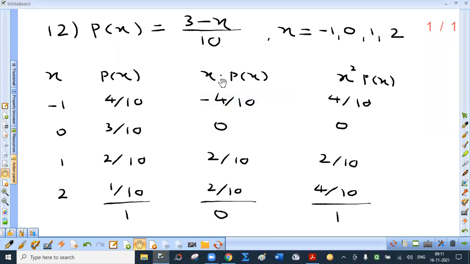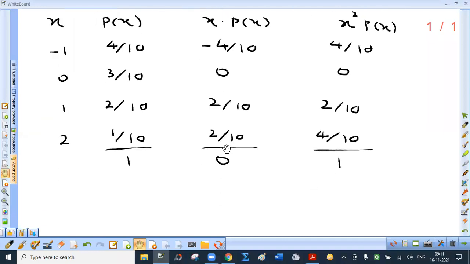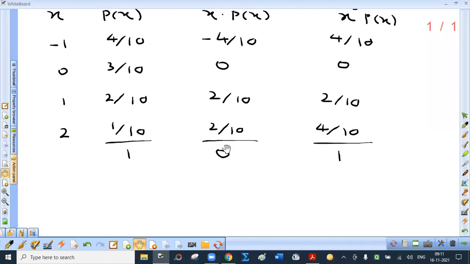Okay. Next column, x into p of x. These are the values. And last one is x square into p of x. Now, what is sigma x p x? 0. What is sigma x square p x? It comes out to be 1. Please check the values. Now, what is asked? Expected value, that is mean. Expected value is nothing but sigma x p x. So, it comes out to be 0.